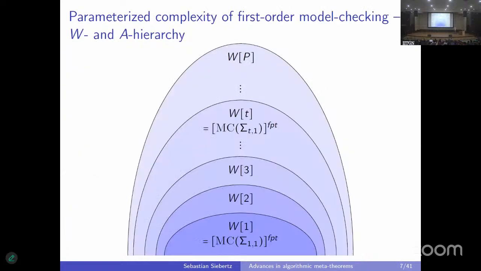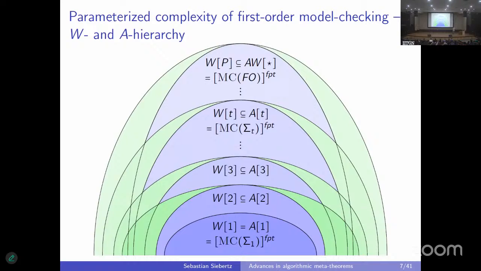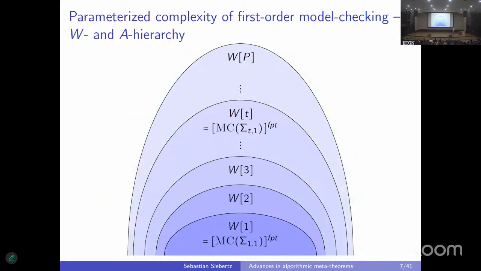So unfortunately, also with respect to parameterized complexity, the problem is very difficult. And model checking for Sigma_t,1 formulas captures the W hierarchy, which is higher than the usual parameterized complexity, and is usually used to say that the problem is not fixed parameter tractable. So Sigma_t,1 model checking is complete for the t-th level of this hierarchy.